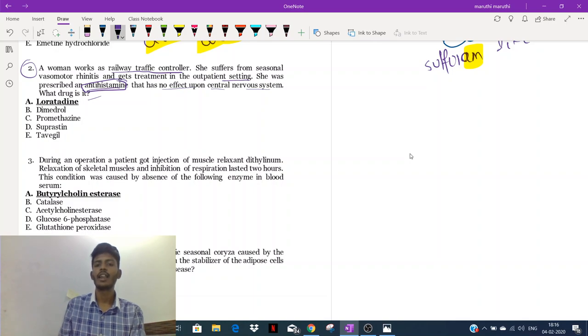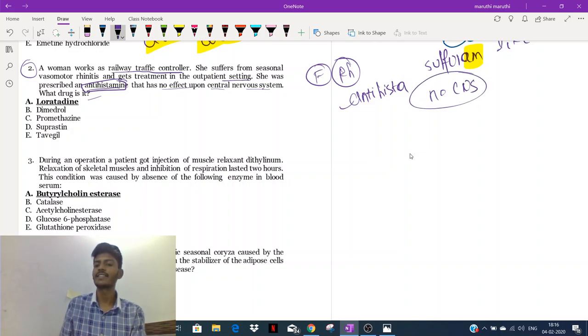What drug is it? The question is: there is a female who has rhinitis. For this female, we gave an antihistamine, and this antihistamine has no effect on the CNS. So we need to find out which antihistamine doesn't have an effect on the CNS. Now, to understand that, antihistamines are divided into two types.